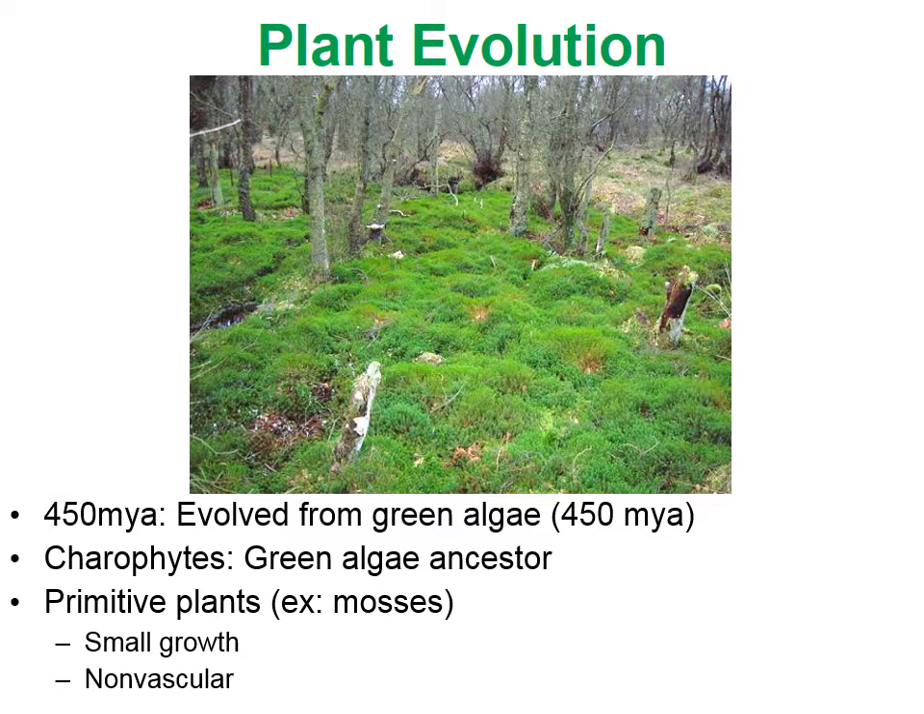So when we look at plant evolution, like I said a moment ago, mosses are some of the earliest, most primitive plants that are still alive on Earth today. And when you look at some very basic features of moss, they're very small growing. They don't grow very tall off the ground, and they're non-vascular. And we'll explain what that means in a moment. But these are some very basic features of moss, tracing back to their ancestry about 450 million years ago.